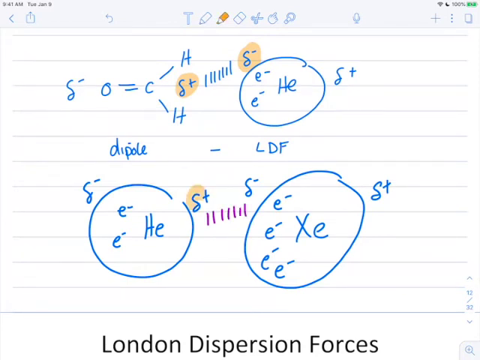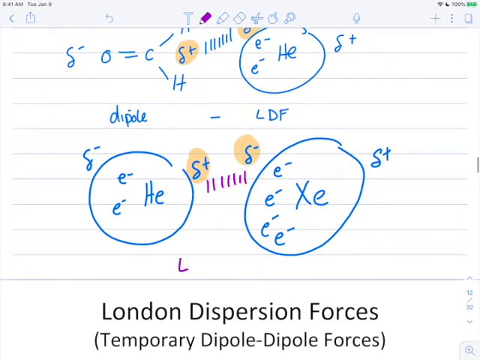And we see the interaction between the positive and the negative. This is more of what we think of as a true London dispersion force, because you have two things that would not normally be polar. Does that sort of answer the question?